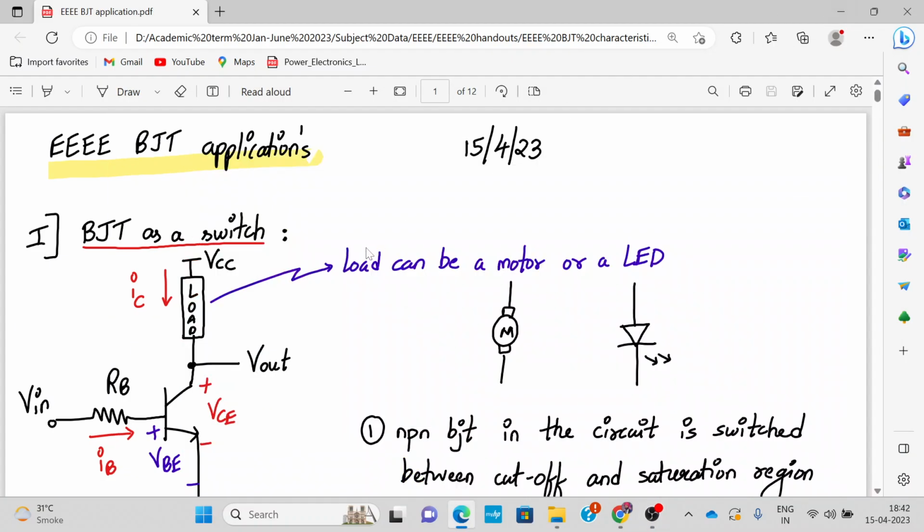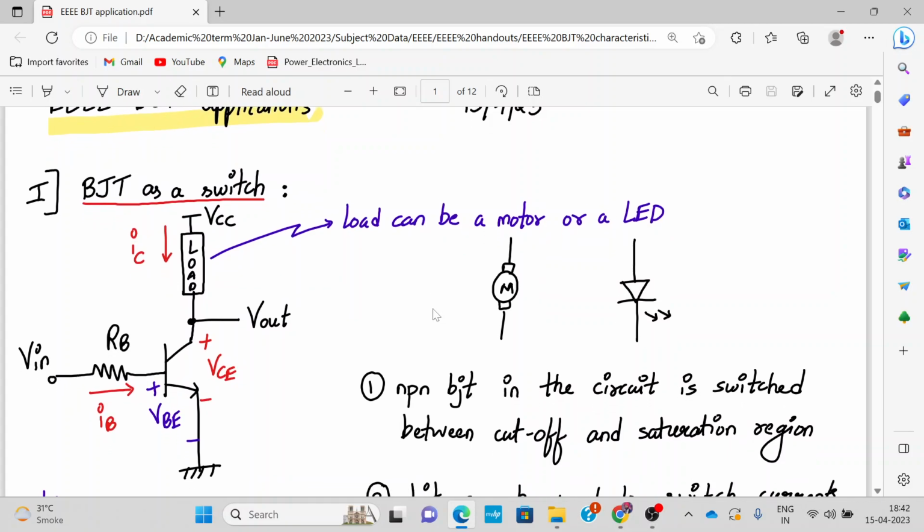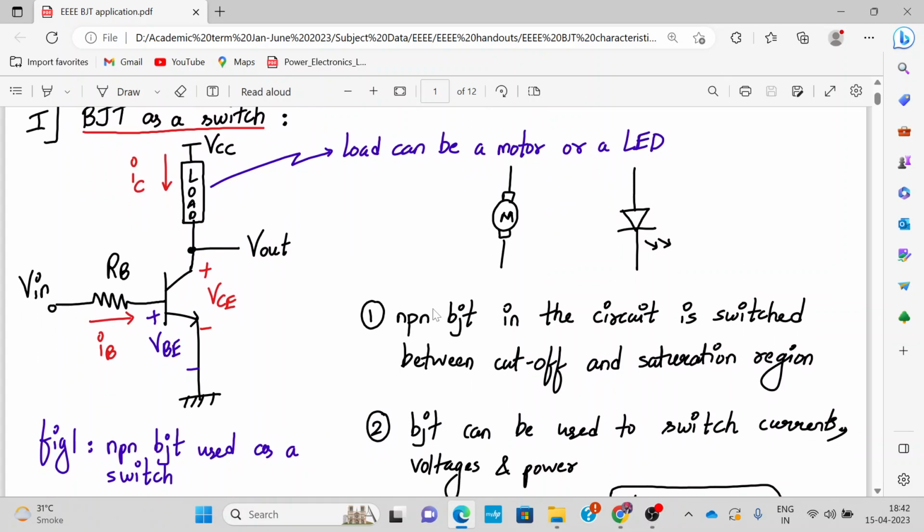Okay, so hello everyone. Today we are going to discuss the last part of module number 2.2, that is BJT as a switch and BJT as an amplifier, voltage amplifier, and current amplifier also. So that is BJT applications. So let us start. We consider an NPN BJT for our analysis, and here the NPN BJT is used as an inverter and hence as a switch.